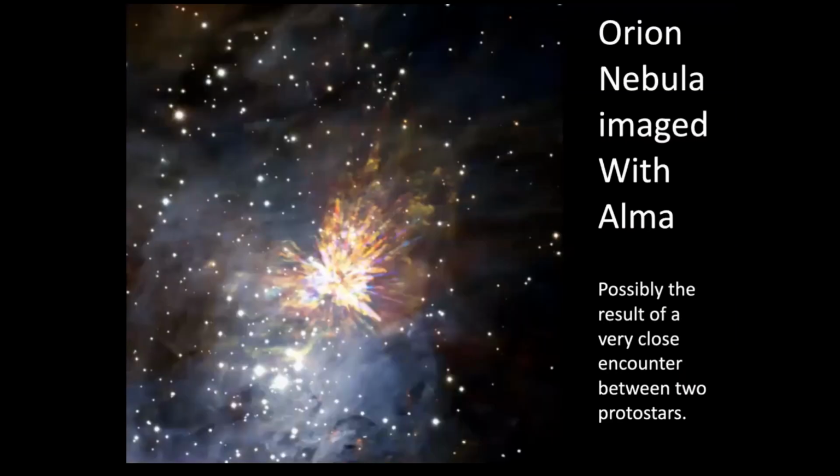This is one image which came from ALMA. What we're looking at here is motions measured in carbon monoxide molecules. And what's thought to have happened here is two stars about to form actually collided with each other before they formed. And that's way down in the middle of the Orion Nebula.